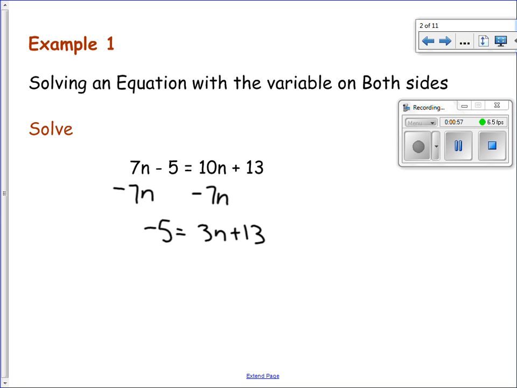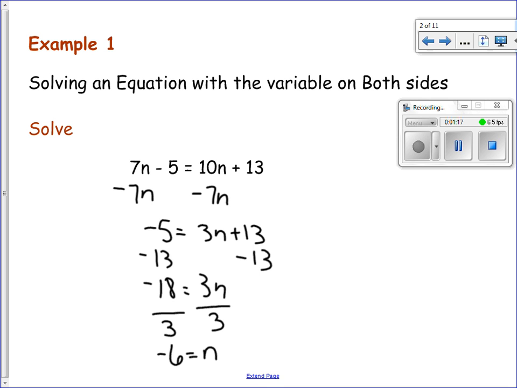Now, since I have subtracted 7n from each side, I'm now going to subtract 13 from each side, my constant term. Now I have my constant term on one side, my variable on the other. Negative 6 is equal to n.